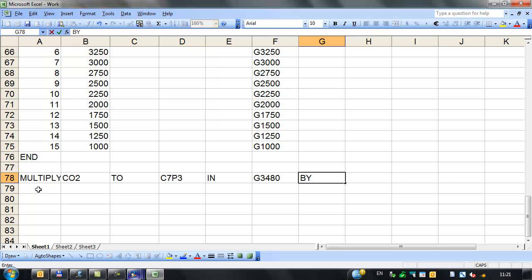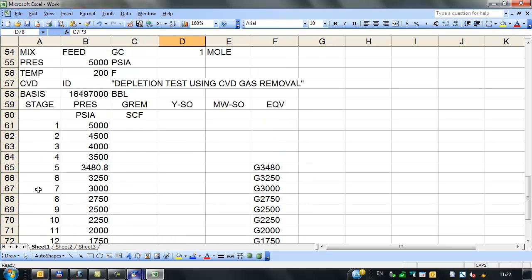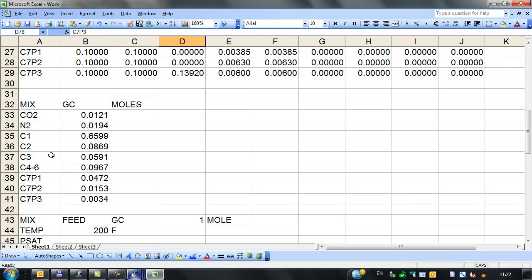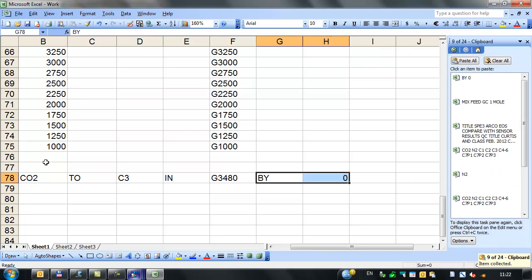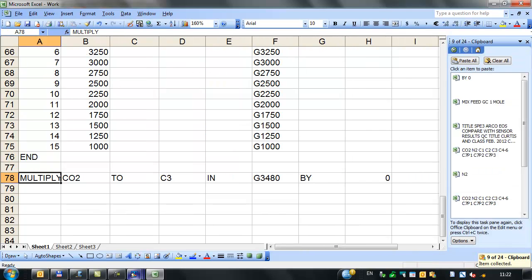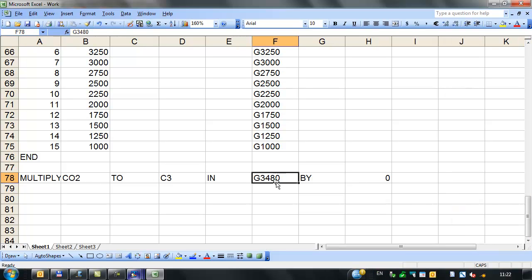No, let's see. All we have to do is multiply. We're going to get rid of all the light components, so that's going to be down to C3. So that gets rid of all of those components. So now this tank, G3480, has gotten rid of all of these light components.